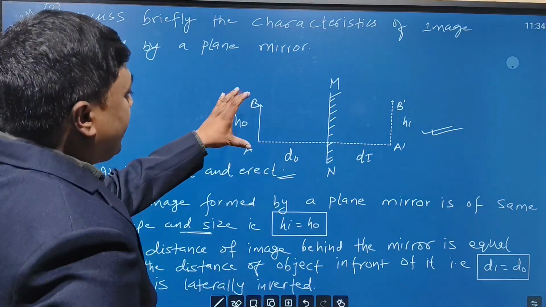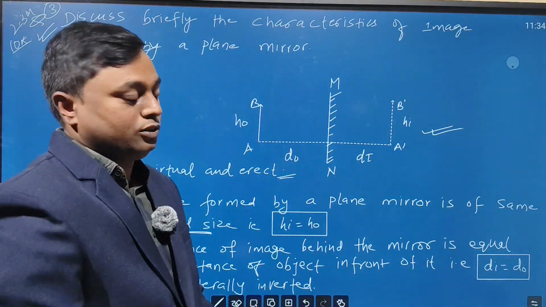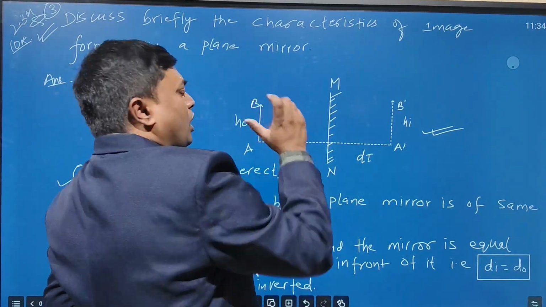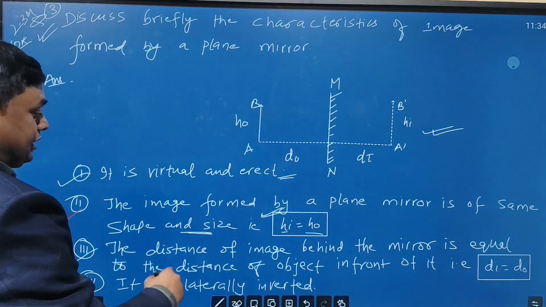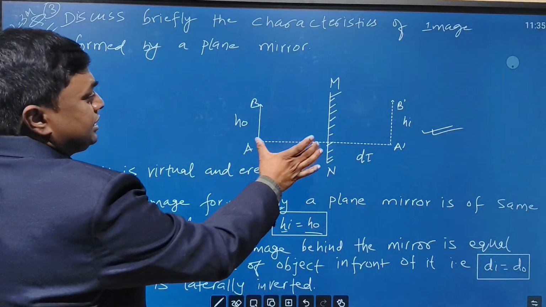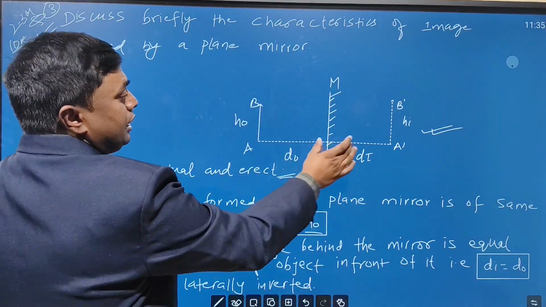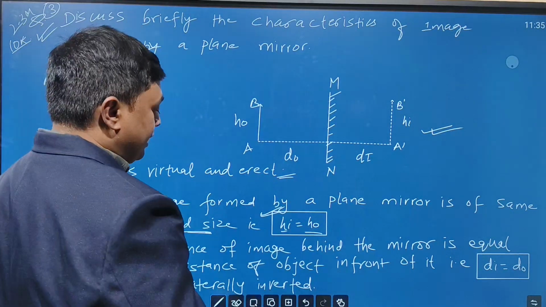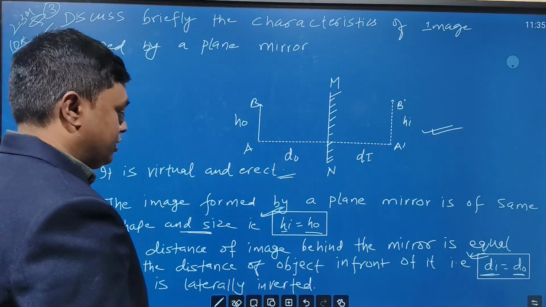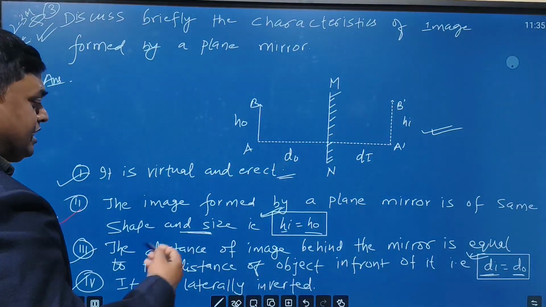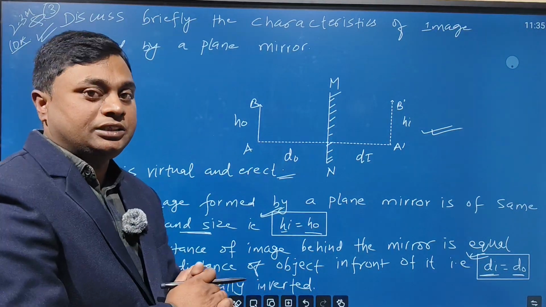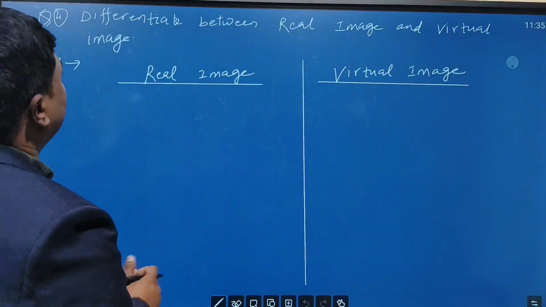It means the height of object is equal to height of image. Okay, we can write Hi is equal to Ho, means height of image is equal to height of object. Okay. Next, the distance of image behind the mirror is equal to distance of object in front of it. It means if the object is, suppose, 2 meter from the mirror, image will also be 2 meter behind the mirror. So we can write di, that is distance of image, is equal to do, distance of object. Yes or no? And the last, it is laterally inverted. It means the left part of the object becomes right part of the image. Yes or no? Next question.